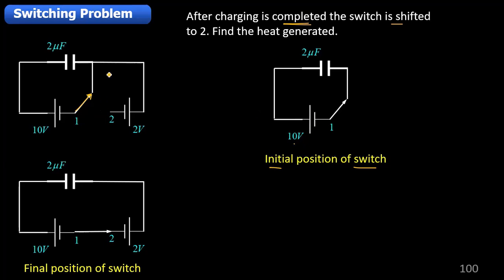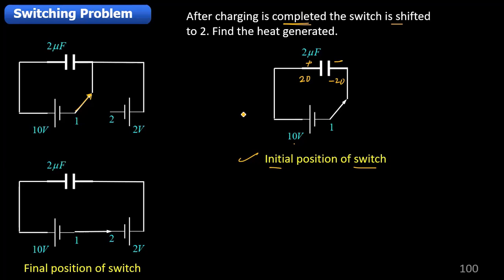At t equals 0, the 2 microfarad capacitor is connected to the 10-volt battery system, because the switch is at 1. That means this plate becomes negative and this plate becomes positive. Once the charge is fully developed inside the capacitor, this plate has 20 microcoulomb charge and here it is minus 20 microcoulomb. Okay, the initial position is understood.